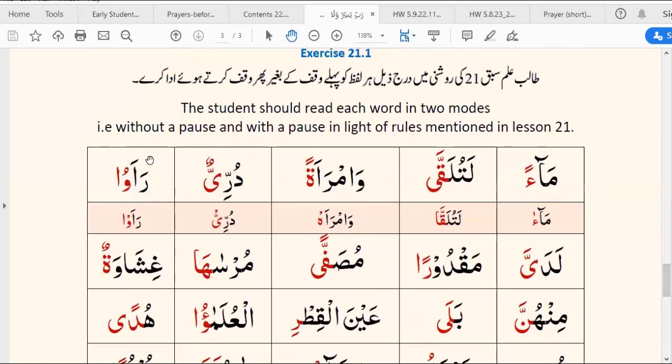Have a go with this one as it is. Good. And what about in Waqf? Try again. Remember this dhamma changed to a sukoon. And the answer's just below here in pink to help you. So it's ra'aw.